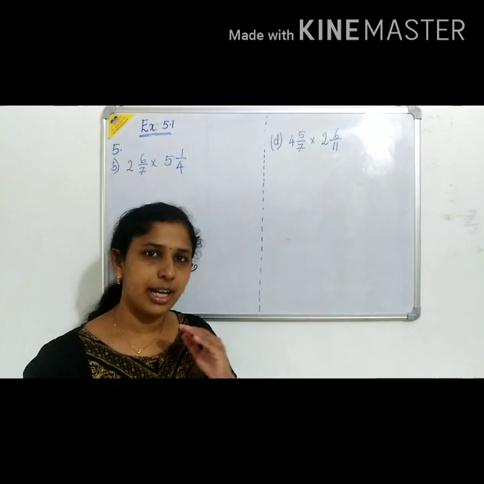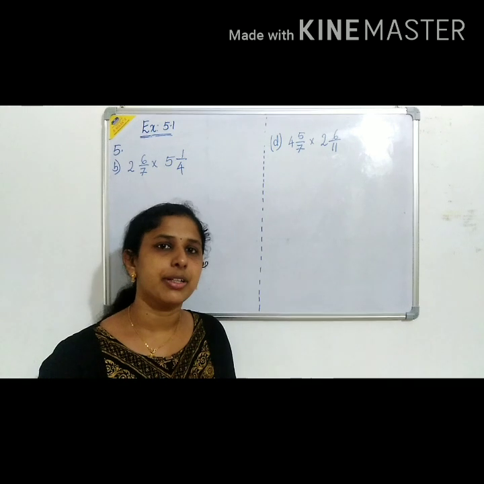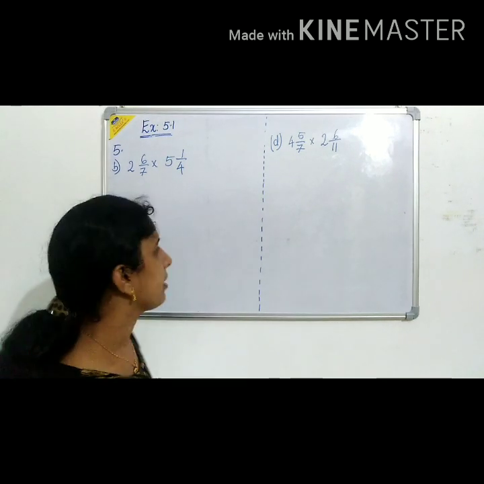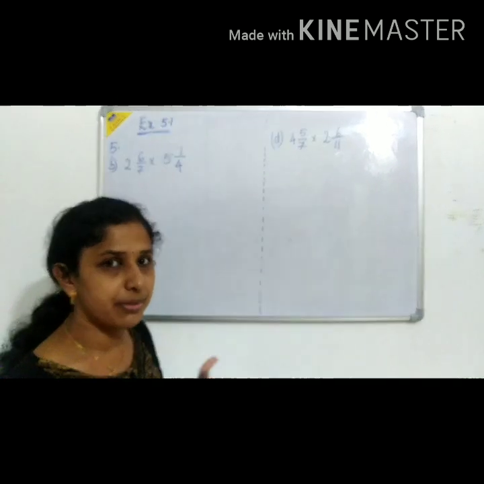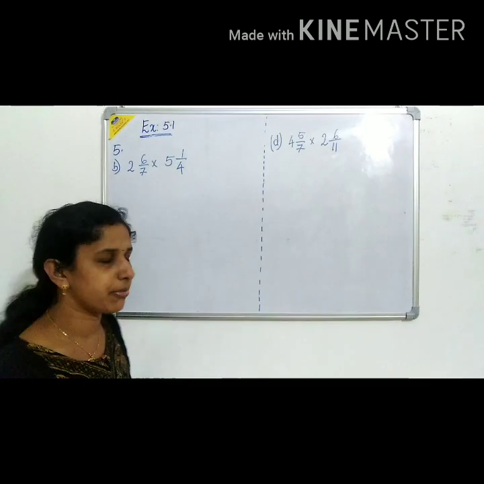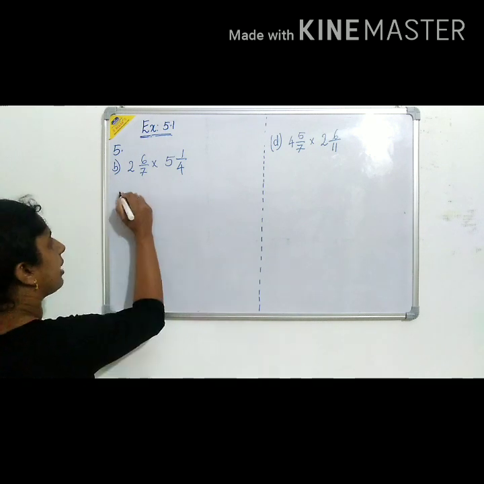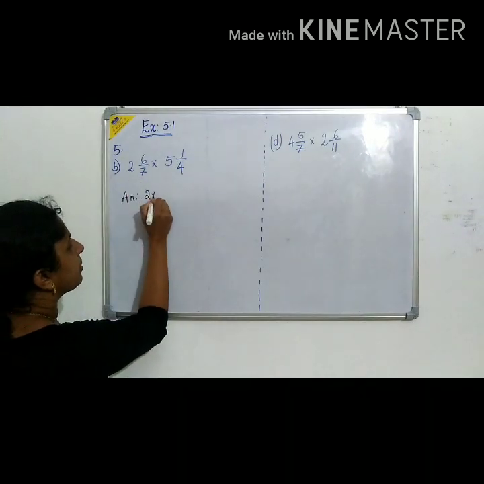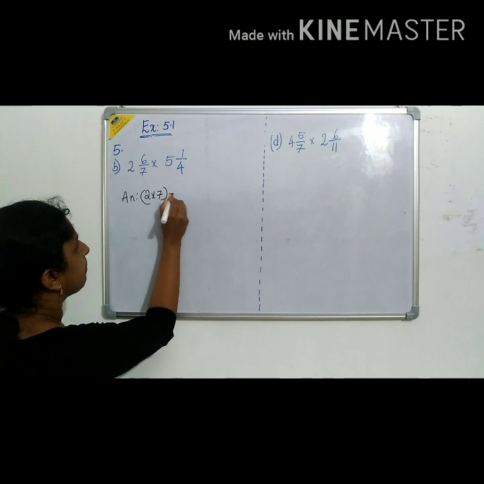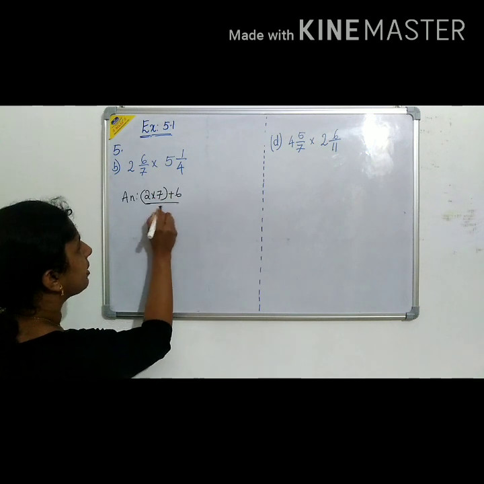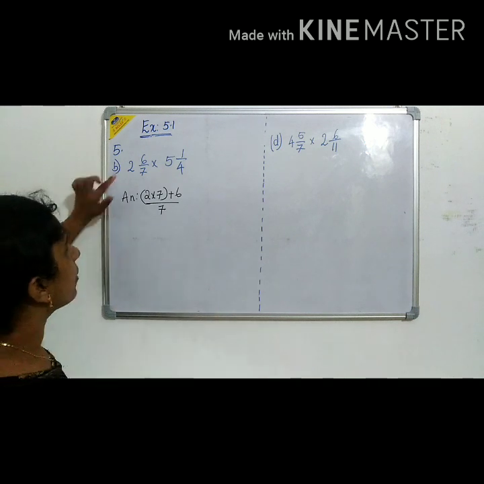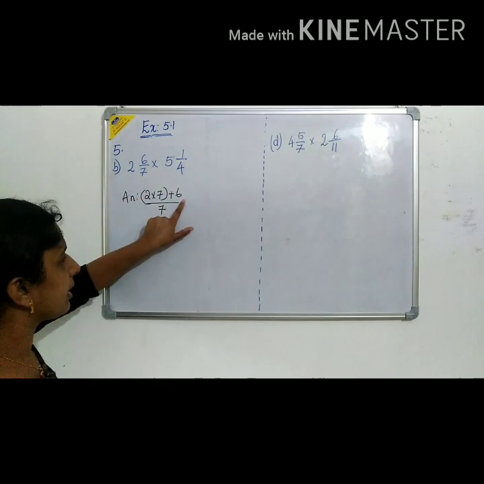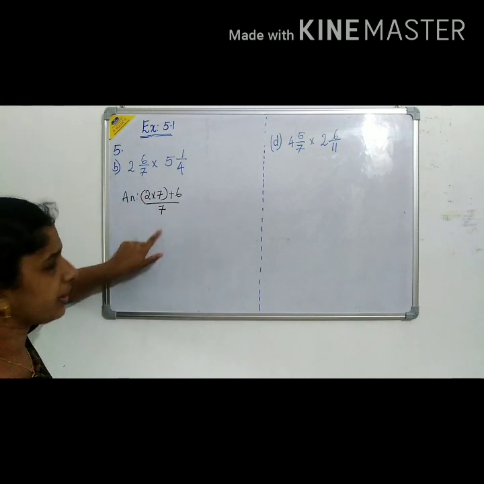Before multiplying mixed fractions, first of all we have to convert the mixed fractions into improper fractions. So we know the conversion of a mixed fraction to an improper fraction: 2 into 7 plus 6 by 7. That is whole number into the denominator plus the numerator, by the same denominator.